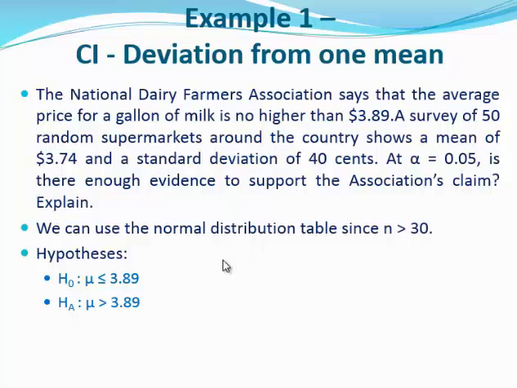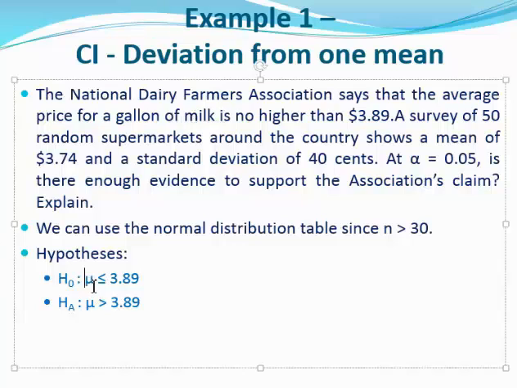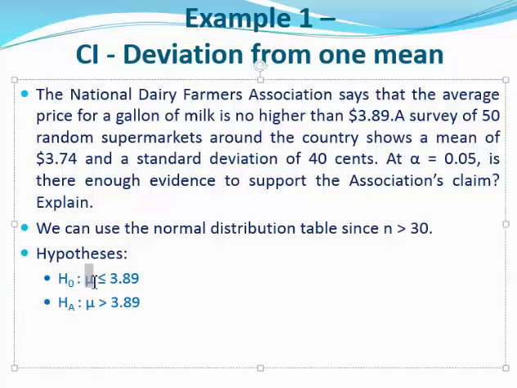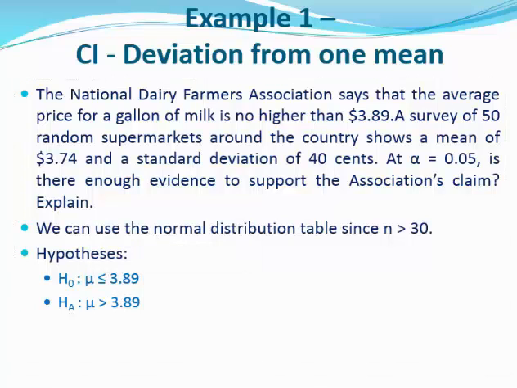What are the hypotheses? Well, the assertion is that a gallon of milk is no higher than 3.89. So the null hypothesis, in other words, the asserted hypothesis, the default position, is that the mean, the mu, is less than or equal to $3.89, and that means that the alternative hypothesis, the one that we have to disprove, is that the mean is greater than $3.89. Okay, so let us go ahead and see how we would do this.